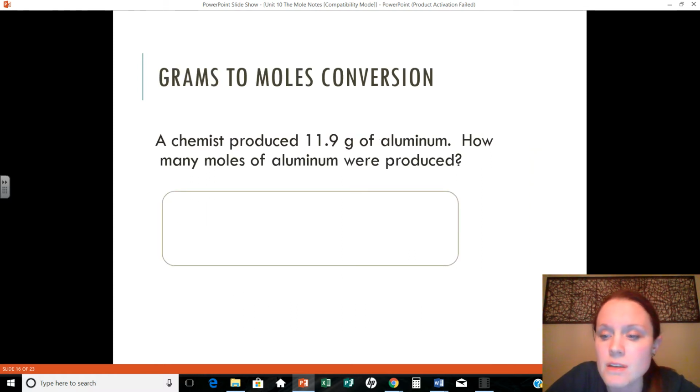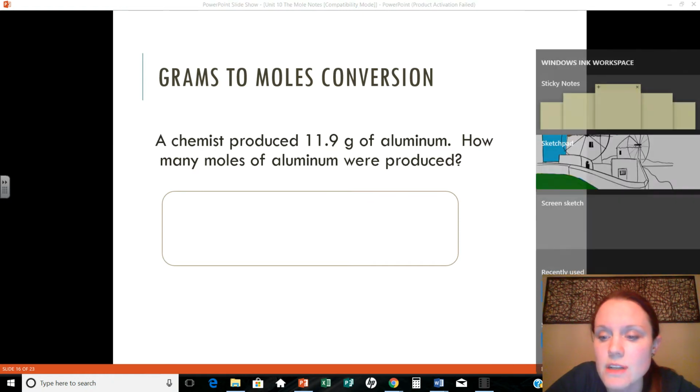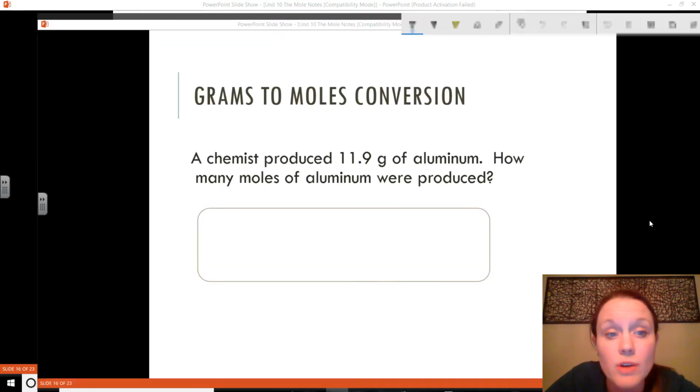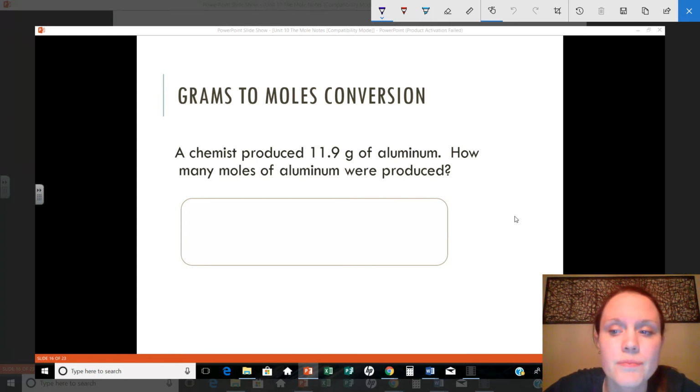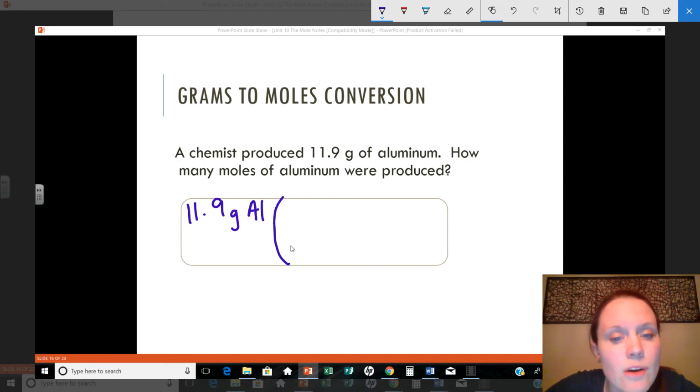All right, so let's try another conversion. We just did a conversion from moles to grams. Now we're going to do one from grams to moles. So our starting unit, or our given information, is that we have 11.9 grams of aluminum. And we want to know how many moles of aluminum are in 11.9 grams.